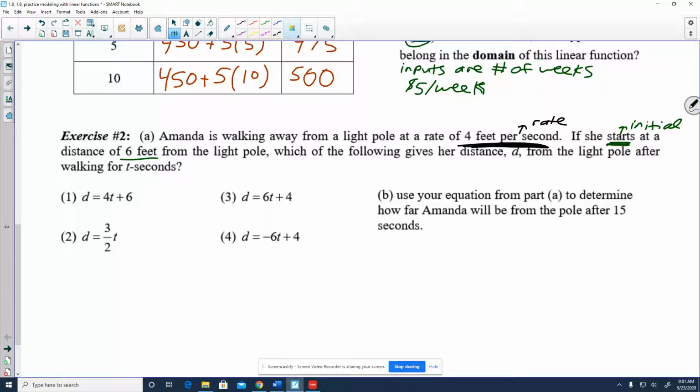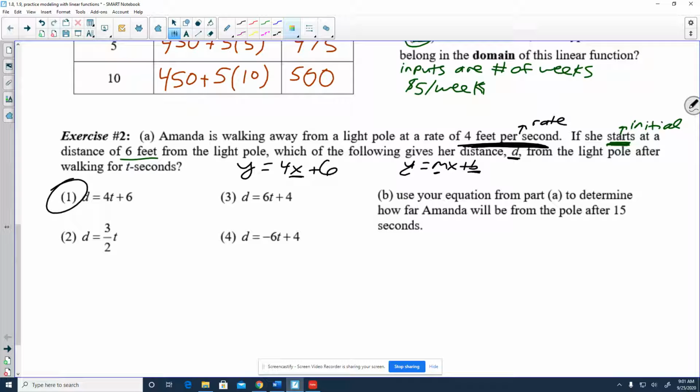Okay? So remember, our formula is always going to be y equals mx plus b, where m is our rate and b is our initial. Okay? So our rate is 4. So our equation is going to be 4x plus our initial was 6. Okay? Now we don't want y and x. We want d and t. Okay? So distance is her y, and we want x to be our time or our t, so our answer is choice 1.